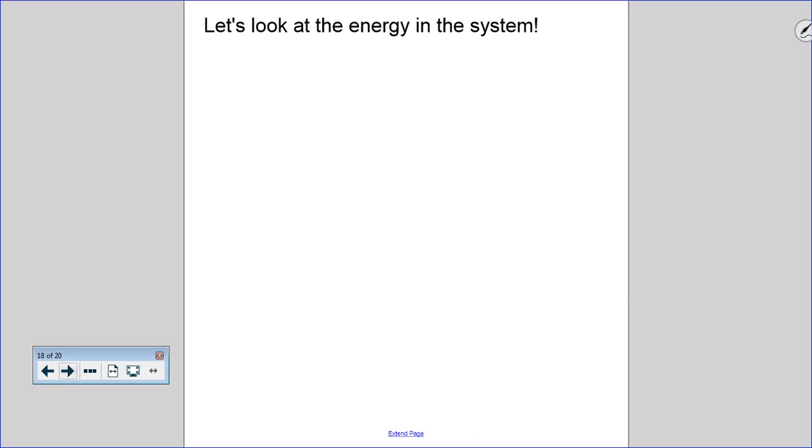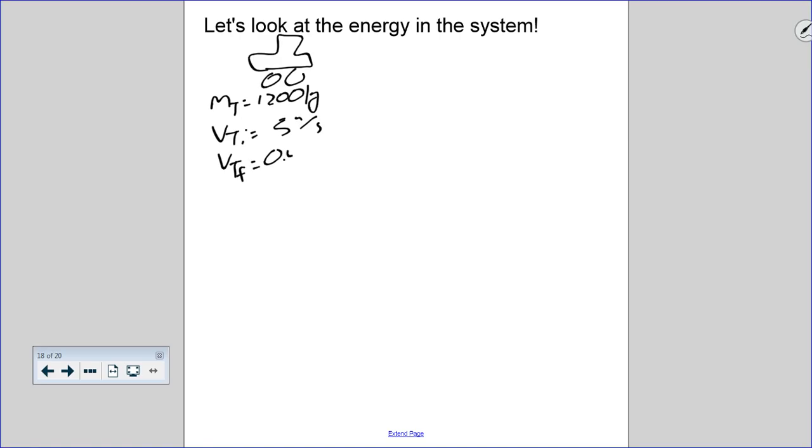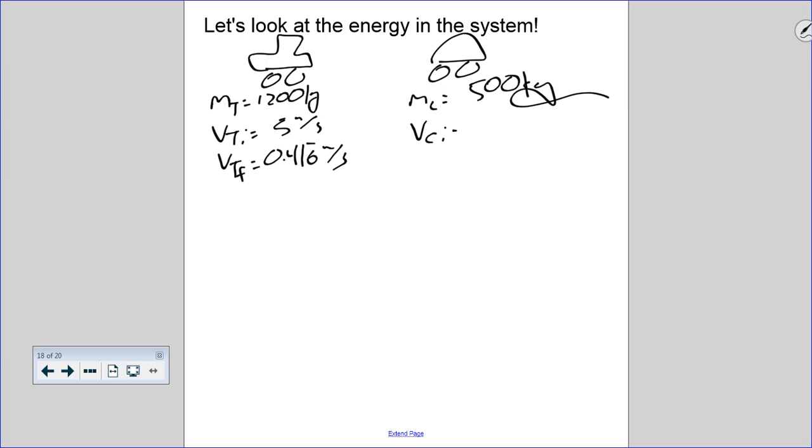Let me do this. Well, I guess, shoot, we'll go through and just write out everything again. All right, one last time, we got to do this. All right, so here was the truck. The mass of the truck was 1,200 kilograms. The velocity of the truck initially was 5 meters a second. Velocity of the truck final was 0.416 meters a second. That's what we found. Here's the car. Mass of the car, 500 kilograms. Velocity of the car initially was negative 8 meters a second. Velocity of the car final was positive 3 meters a second. Okay?